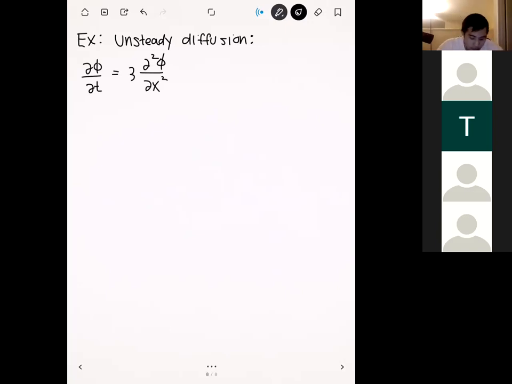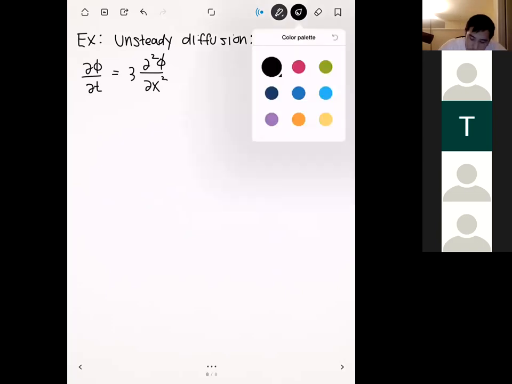And so you can see from here that we have a diffusion coefficient of 3 because that's the coefficient out in front of this term.